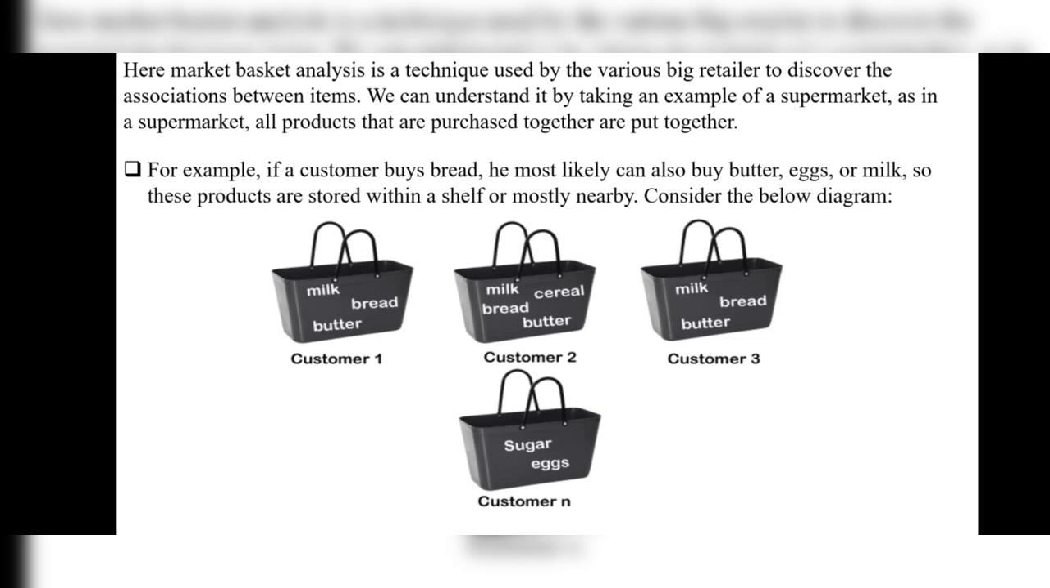In this basket, customer 1 purchased milk, bread and butter. Customer 2: bread, milk, cereal and butter. These are all dairy products. Customer 3: milk, bread, butter. And customer N: sugar and eggs. From customer 1 to customer N, there is at least one dairy product, right? So it means there is a connection between them: milk, bread, butter, cereal and eggs. This is the relationship we find by using association rule learning. How much customers are interested in buying similar products, we can check using association rule learning. Okay, let's see how.